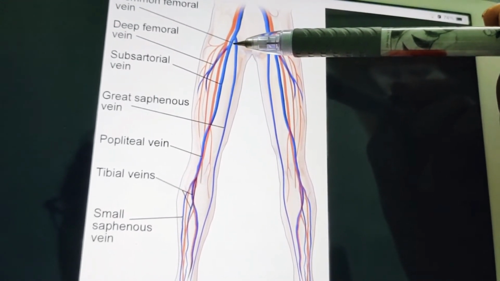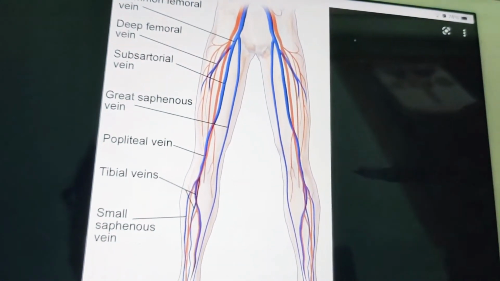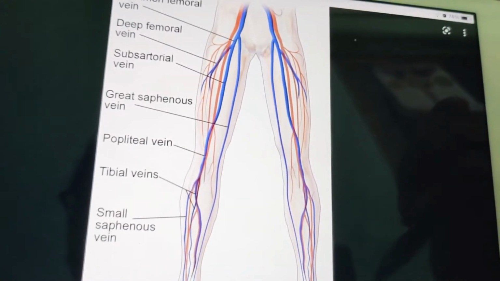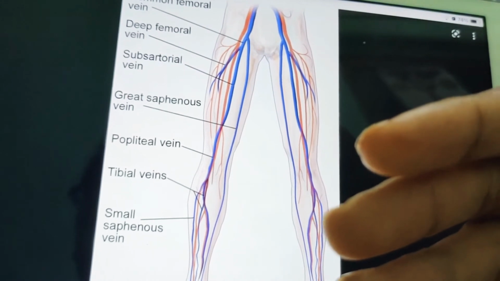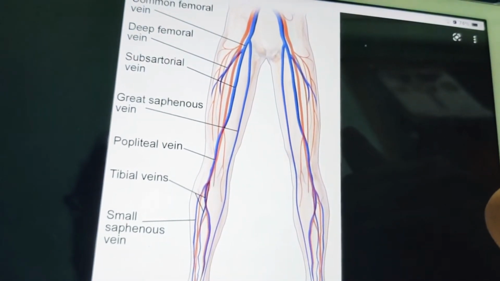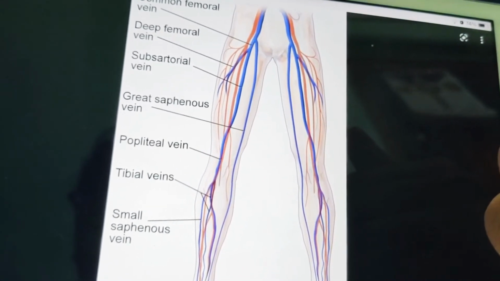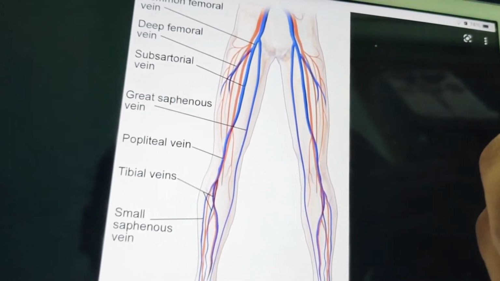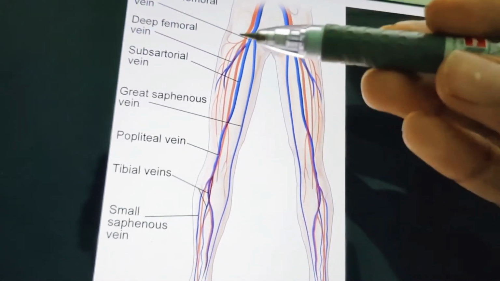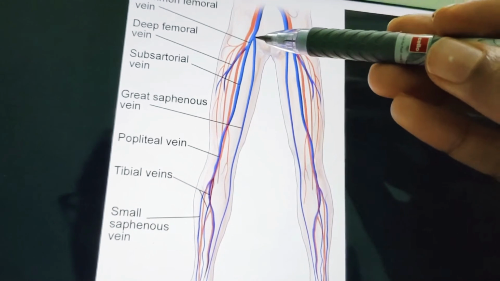Next come the veins which accompany the 3 deep branches of the femoral artery in the femoral triangle. What are the deep branches of the femoral artery? If you can revise them, they are the profunda femoris artery, the deep external pudendal artery, and the muscular artery, right? Those 3 arteries bear 3 veins along with them, and all those 3 veins also come and drain here, okay?